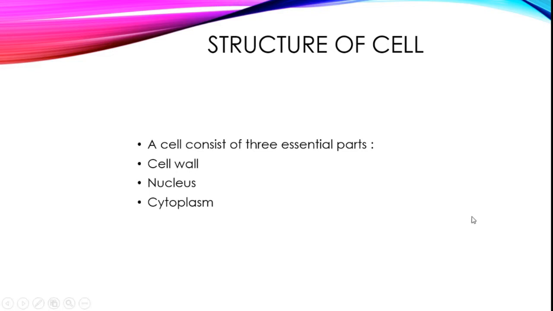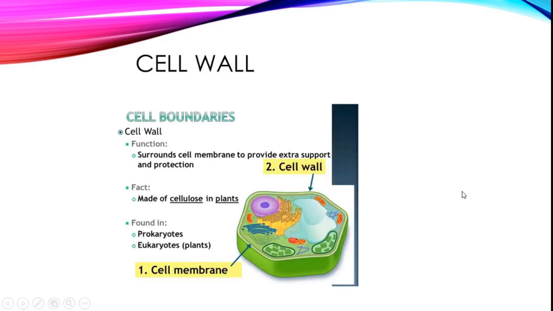Next, the cell wall. The function of the cell wall is that it surrounds the cell membrane to provide extra support and protection for plants. The cell wall is made up of cellulose in plants, and is found in both prokaryotes and eukaryotes.